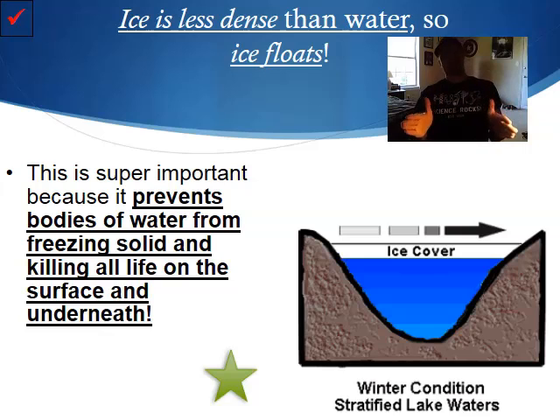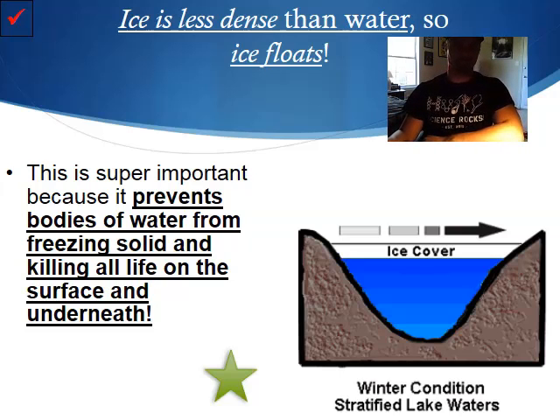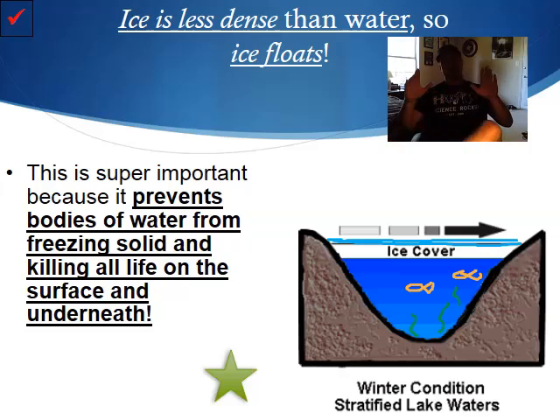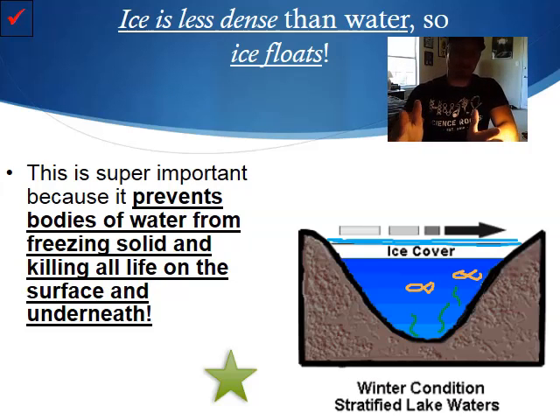Now this is super important because it helps prevent bodies of water from freezing solid in the winter and killing off all the life on the surface and underneath. So, in the wintertime, as you can see here, ice will form over the top of bodies of water. Now, underneath the water, we have organisms like fish, maybe some seagrass. But the important thing is, in the wintertime, these things do not freeze solid.